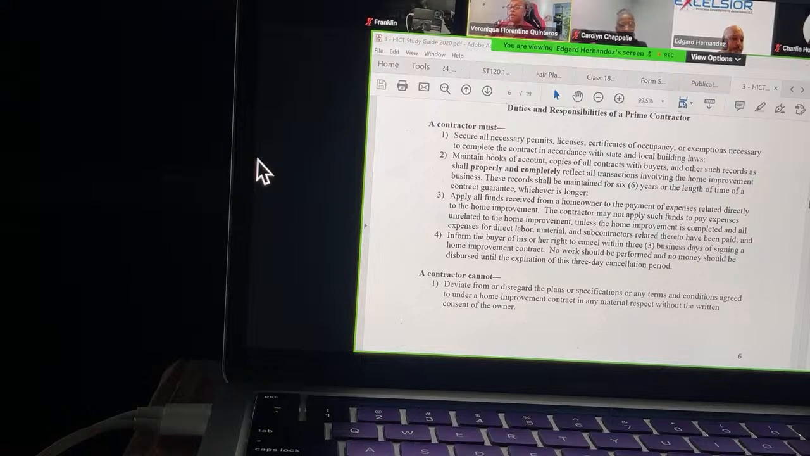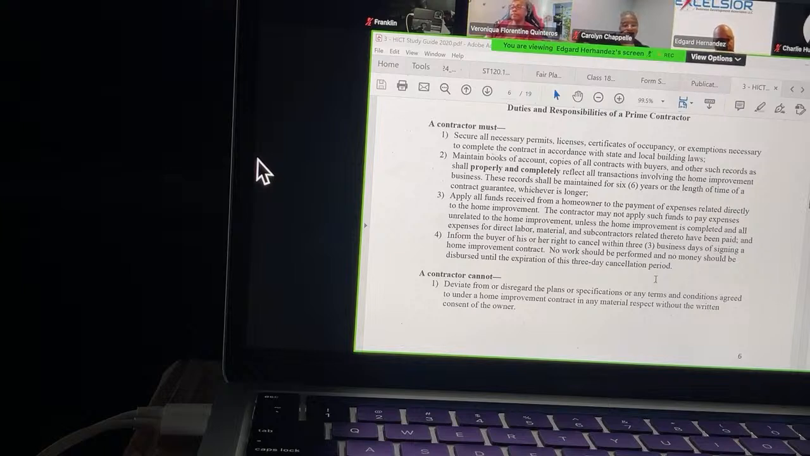And 4, inform the buyer of his or her rights to cancel within 3 business days of signing a home improvement contract. No work should be performed and no money should be dispersed until the expiration of this 3 day cancellation period.